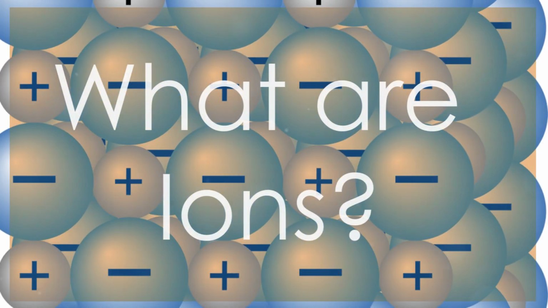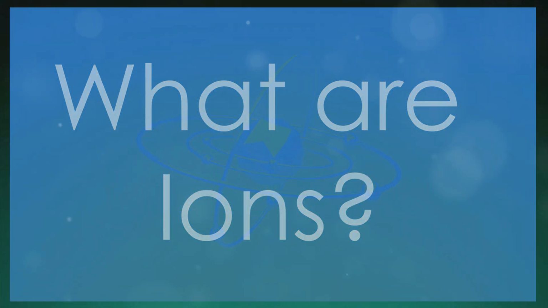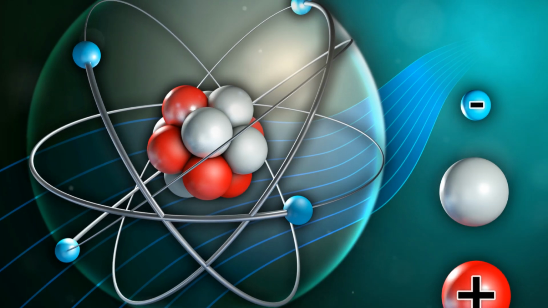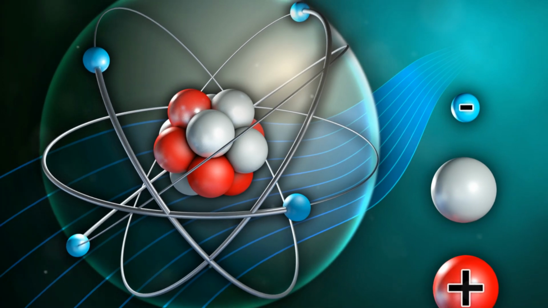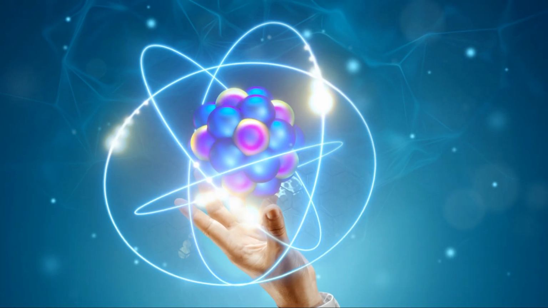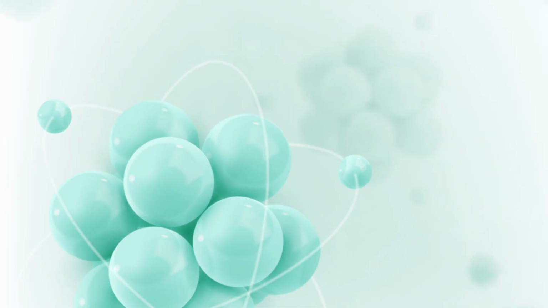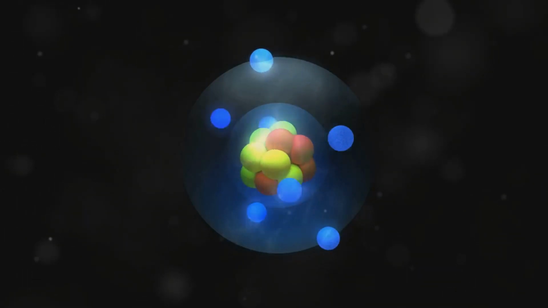What are ions? Ions are atoms or molecules that carry a charge due to the loss or gain of electrons. This charge imbalance occurs because electrons, which are negatively charged, are either added to or removed from the atom or molecule. When an atom loses electrons, it becomes a positively charged cation.